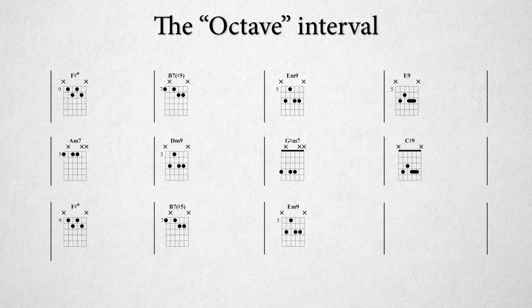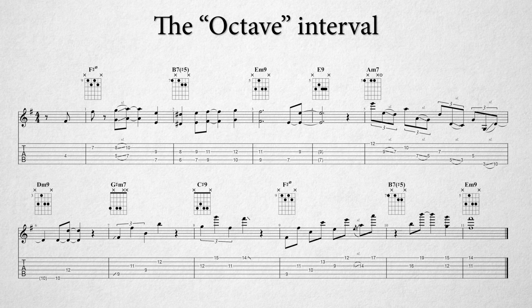I use the same backing track as I did for the sixth interval, in the key of E minor with a quick change to E major. Now the melody is for the most part constructed out of chord tones. There's one special slide lick in the middle over the A minor 7 chord that brings some kind of speed and just a little bit of virtuosity in this solo. Here it is.